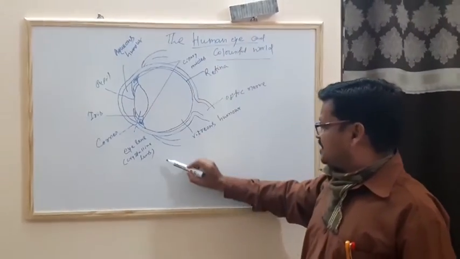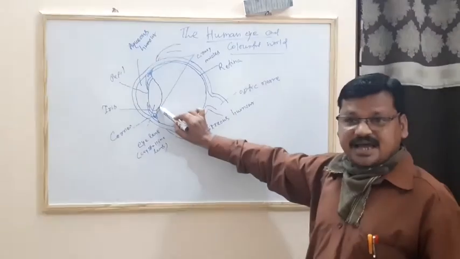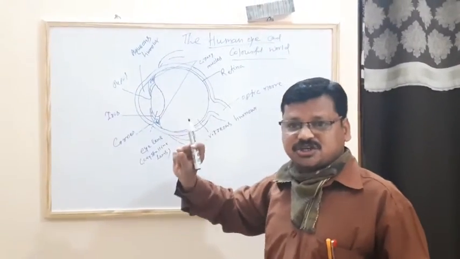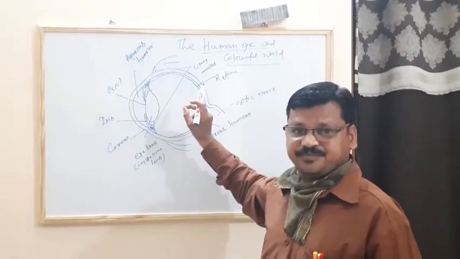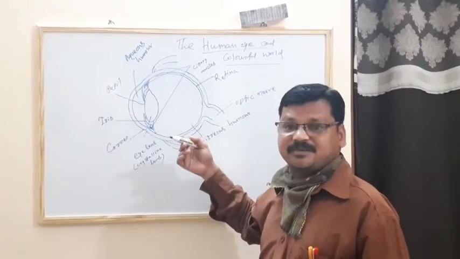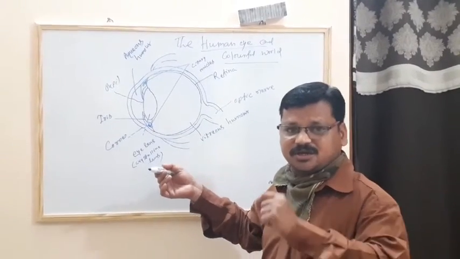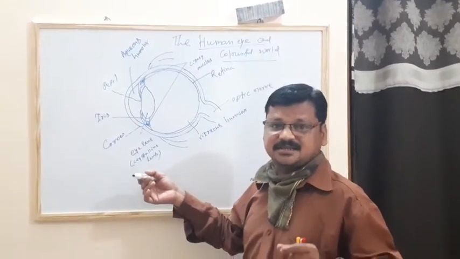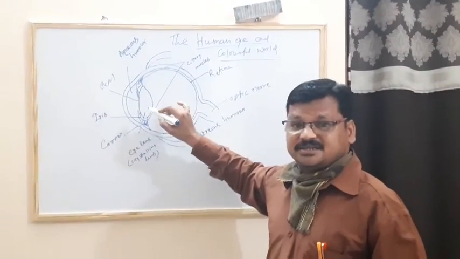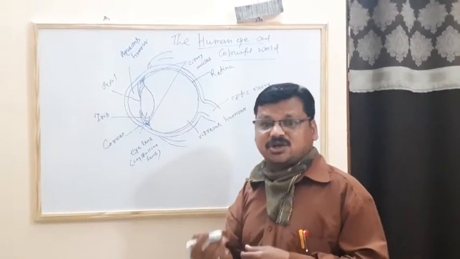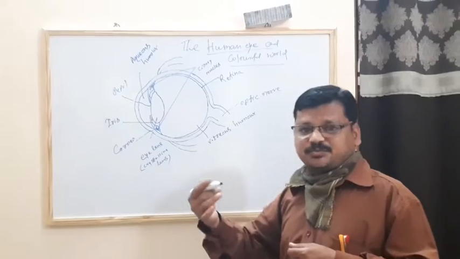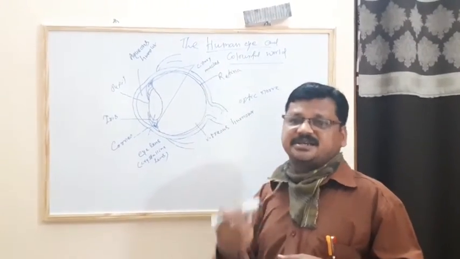Now about the eye lens. The eye lens is a natural convex lens. It is a jelly-like structure made of protein, and it has the ability to change its focal length. That is called power of accommodation, which is not possible in an artificial lens. But the natural lens of the human eye has the ability. That's why we can see near objects and distant objects clearly. We can see up to infinity distance.